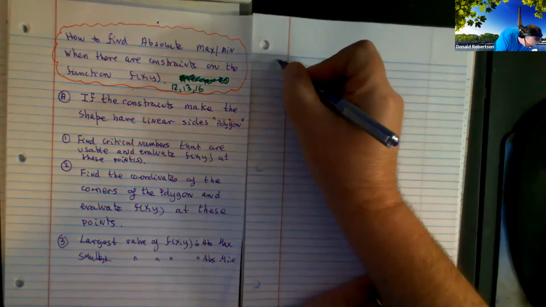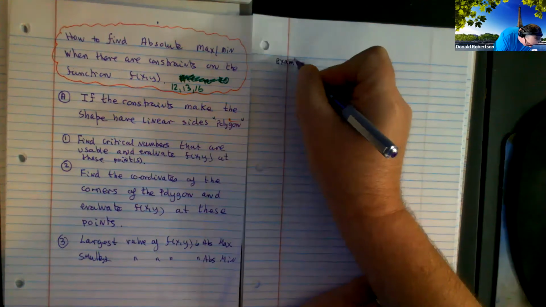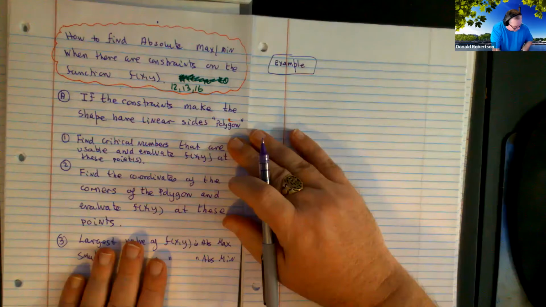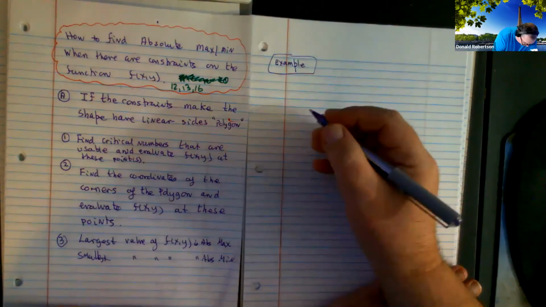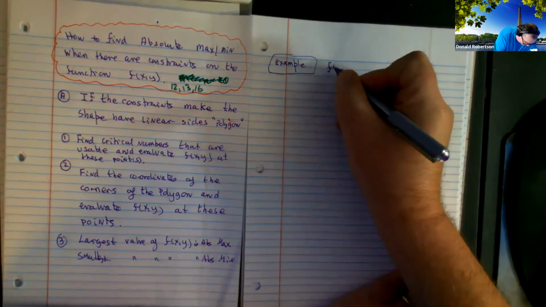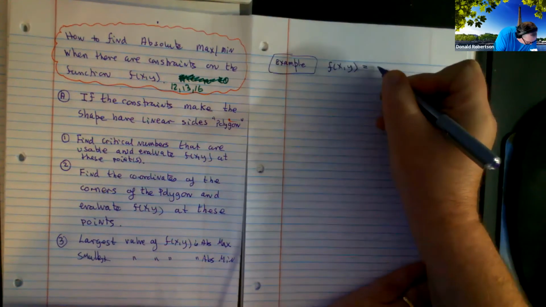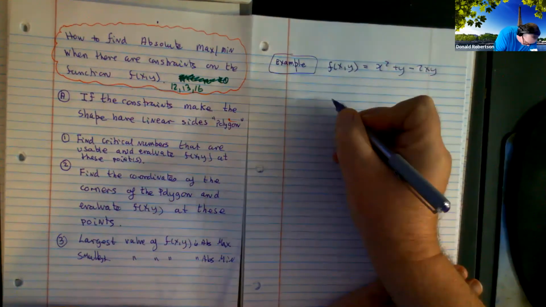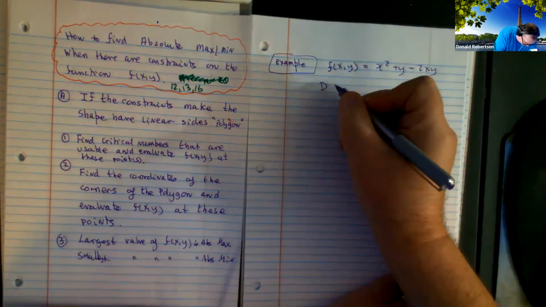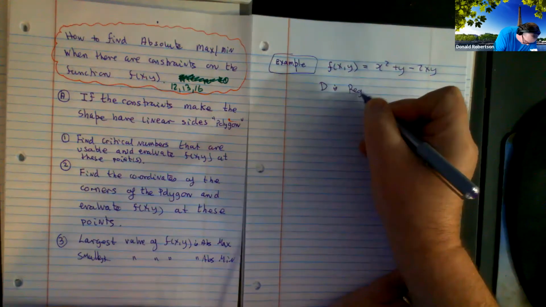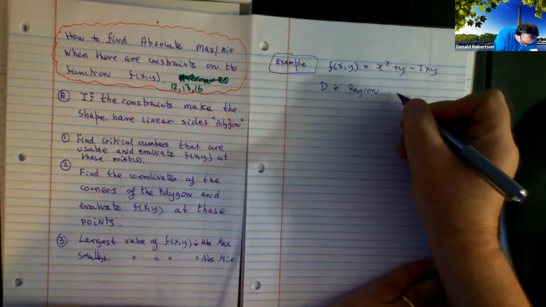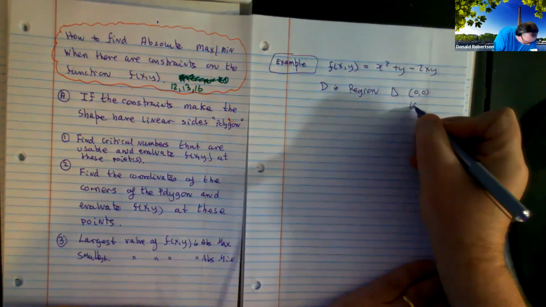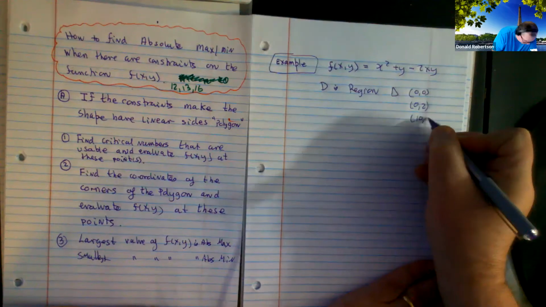So here is the example I'm going to do to show you that. This example basically will follow this, and 12, 13, and 14 fall into this category. So imagine I want to find the absolute maximum and minimum of this polynomial function. And the region D, the constraint region, is the region that makes a triangle, from 0, 0 to 0, 2, and 10, 0.